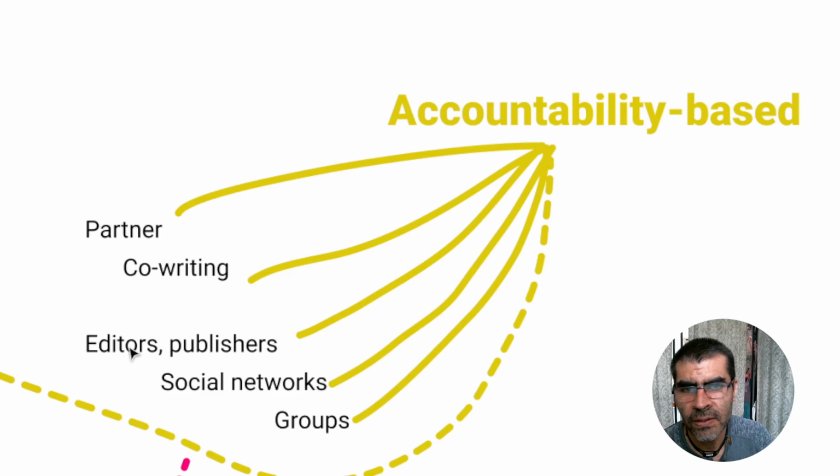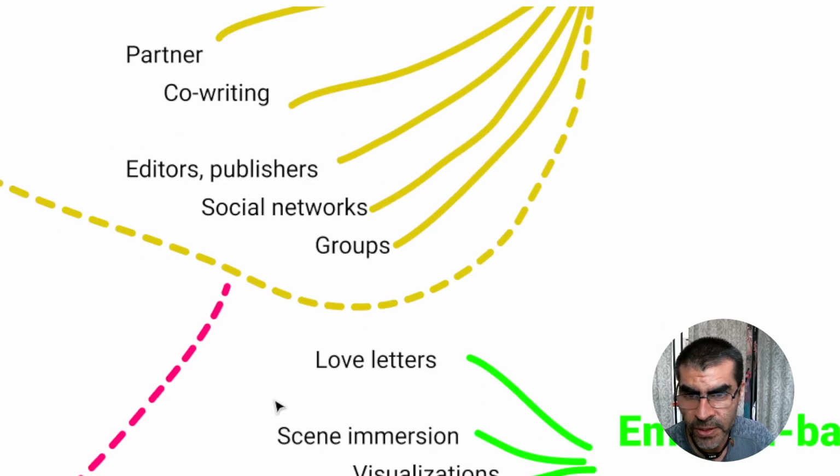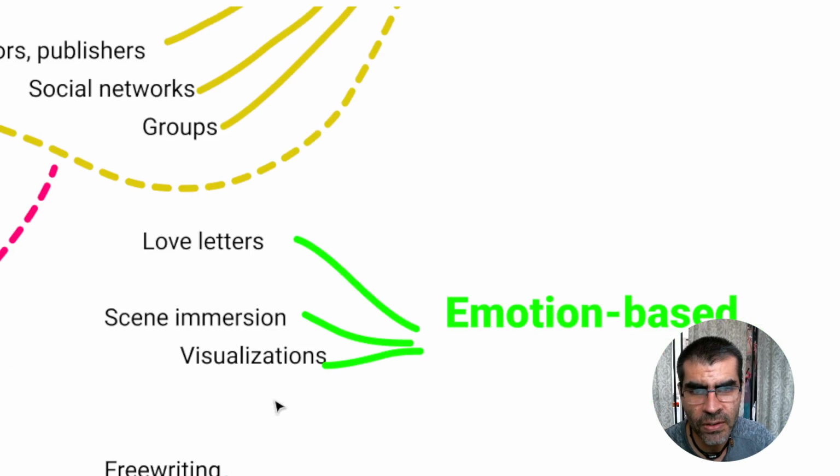Let me see first this one. Accountability, it's a very good stressor. You can write more if you have a partner, if you do some co-writing, if you like writing workshops. Sometimes people like to have editors, publishers. If you have published for a magazine or some publication, you may have seen a very good improvement in your writing because they tell you something that you don't like, and maybe that makes you explain your ideas better. Social networks, they can work for some people. They don't work for me, but they can work for some people. Groups, maybe online groups, virtual groups, or real life groups.